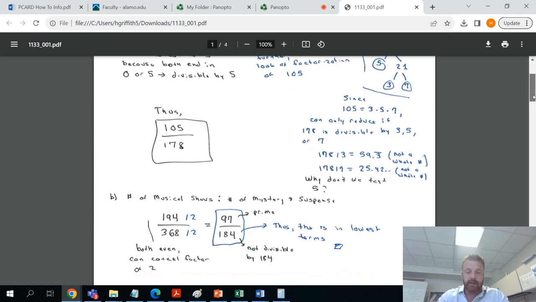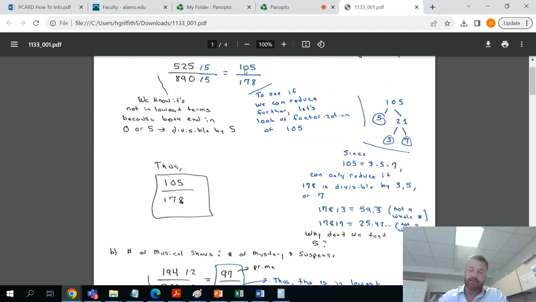And if you try to divide 178 by 3 or 7, you're actually going to get a fractional number. You're going to get a decimal if you do that in the calculator. And what that tells us is that neither 3, 7, or of course 5 are factors of 178. And if it doesn't have any of those factors in it, since the prime factorization of 105 is 3 times 5 times 7, that means you can't reduce that anymore.